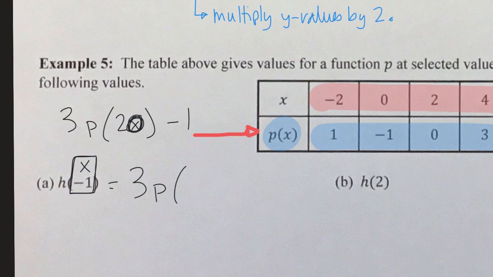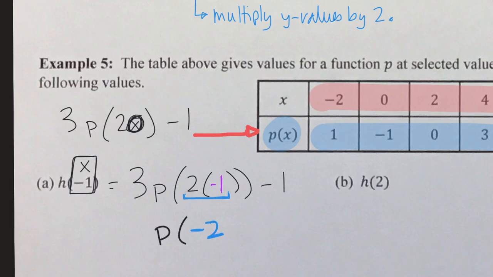Okay? So that means we're going to replace x with negative 1. So 3p of 2 times negative 1, right? You put negative 1 in for your x, minus 1. Okay? And now we work from inside to out. What is 2 times negative 1? Negative 2. So we still want p of negative 2, times that by 3, and then minus 1.